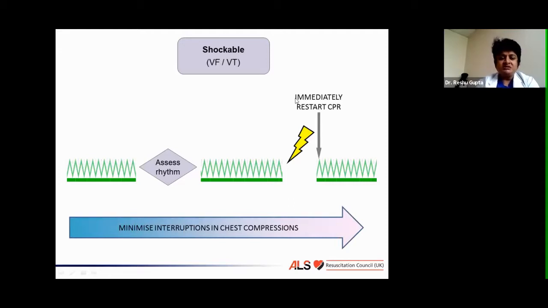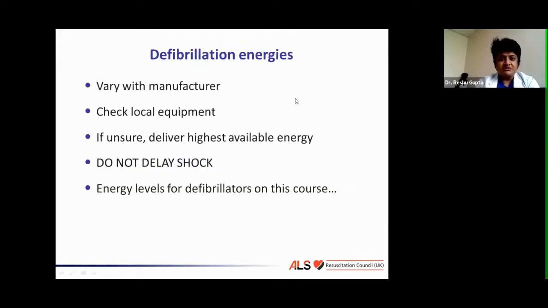So this is the way, by minimizing interruptions, you continue with the chest compressions. Now, defibrillation energies vary with manufacturer. We check whatever the local equipment is. If unsure, deliver the highest available energy. Usually in these new defibrillators we have up to 360 joules; 200 joules in biphasic is enough. But if you are not sure about the equipment, you deliver whatever is the maximum energy the defibrillator can deliver.